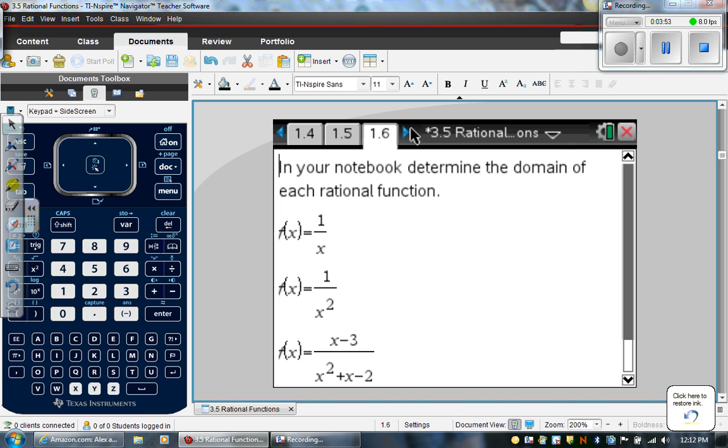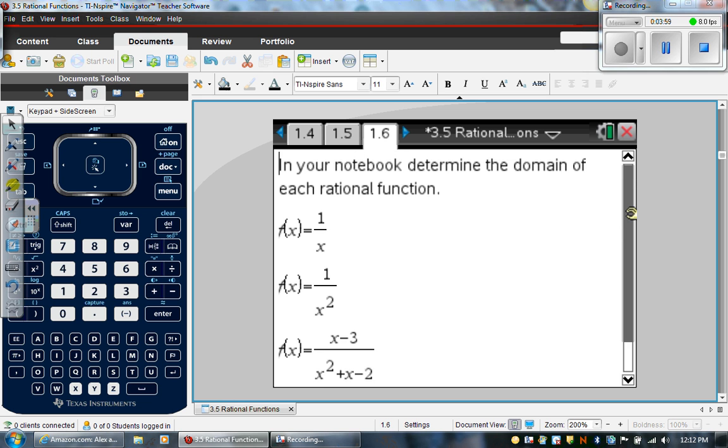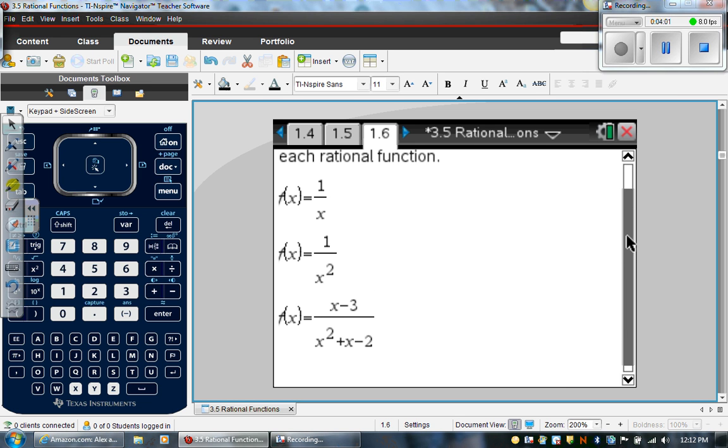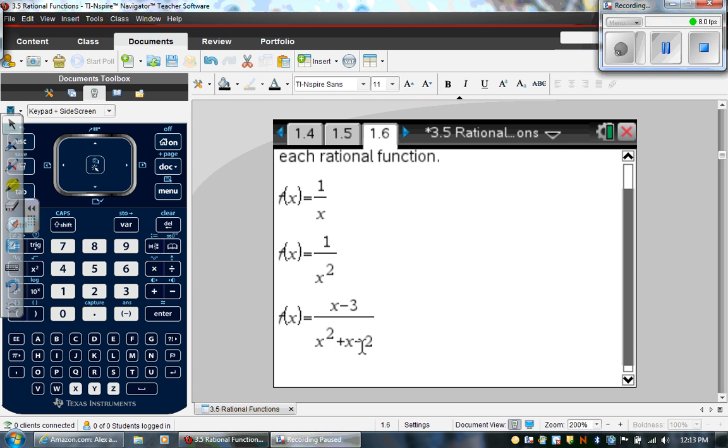All right, so what I want you to do, I'm going to give you a couple of minutes. You're going to pause here and determine the domain for each of these functions. You can do it graphically, or you can do it by simply looking at the function itself and determining what values of x would make the function undefined. So go ahead and pause here for a few moments.